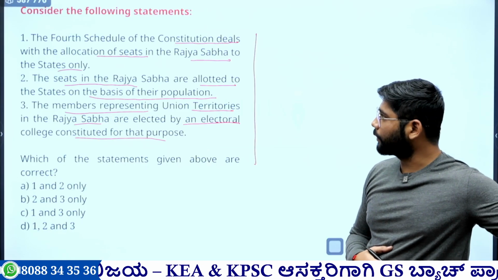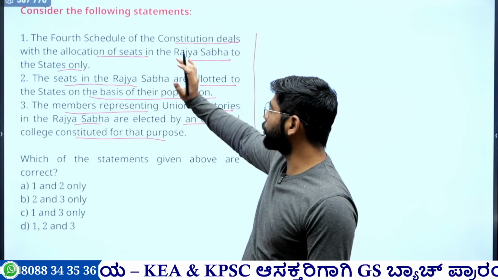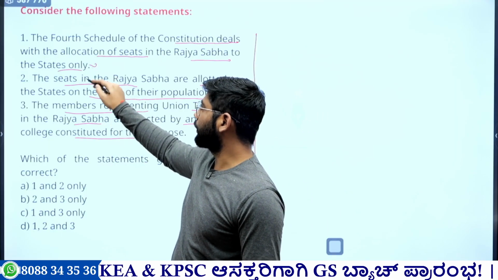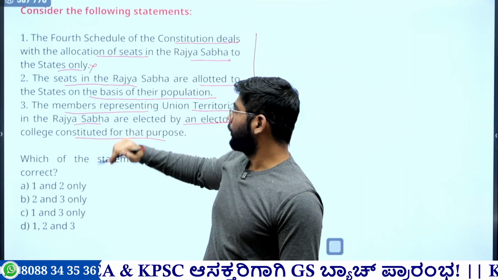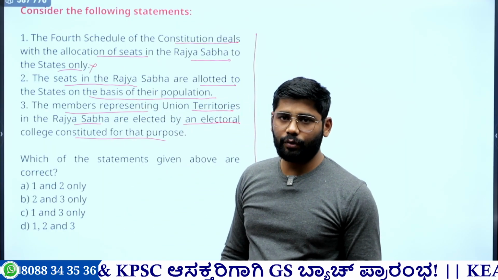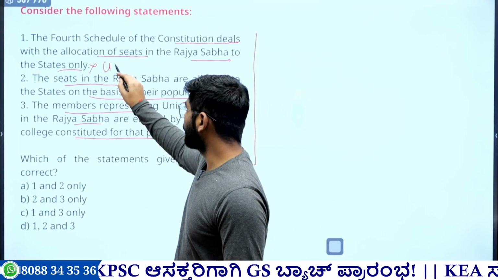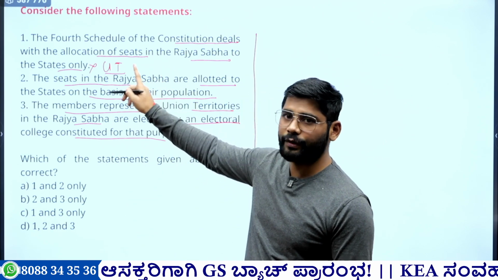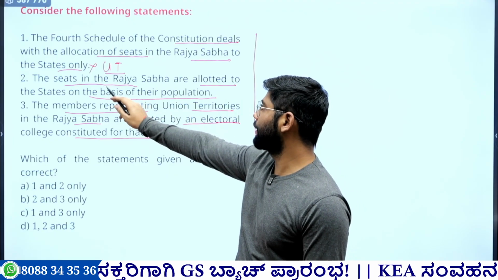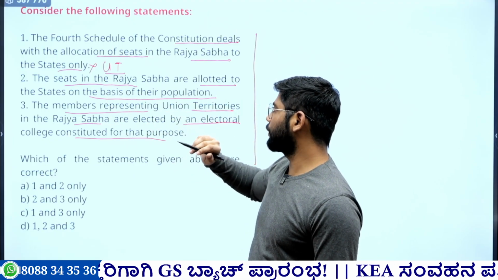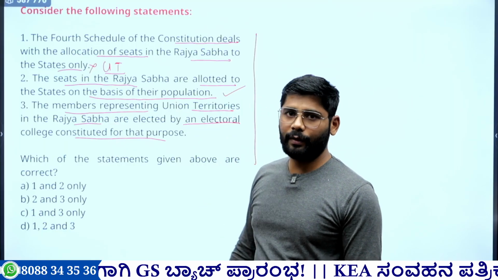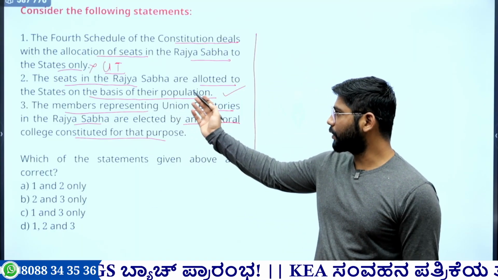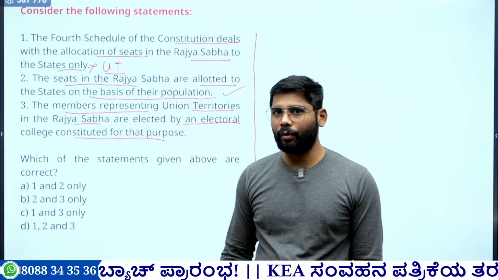The correct answer for this, we'll see statement-wise. The Fourth Schedule of the Constitution deals with the allocation of seats in Rajya Sabha to states only. No, it deals with the allocation of seats in Rajya Sabha to states as well as the Union Territories. So the first statement becomes wrong. Second, the seats in Rajya Sabha are allocated to the states on the basis of their population. Yes, there is a particular criteria, which is not important from the perspective of UPSC or other examinations. Based on population, the seats are allocated to all the states.